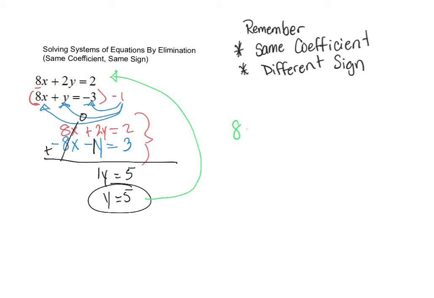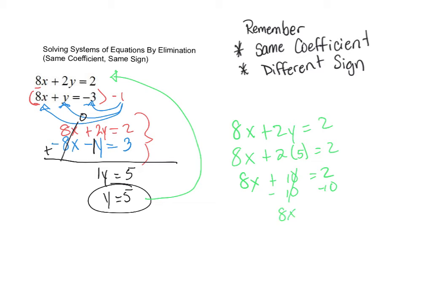So if I substitute into 8x plus 2y equals 2, I would replace the letter y with the number 5, and I would solve for x. So 8x, 2 plus 2 times 5 is 10. Subtract 10 from both sides. 8x is going to give me -8. Divide by 8. X is going to give me -1.